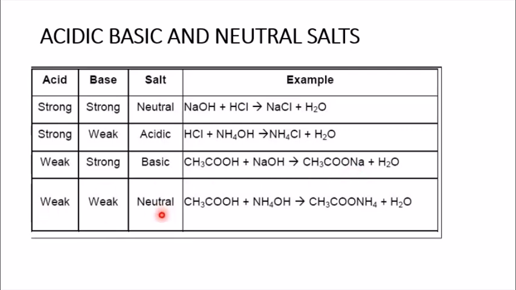Next, a neutral salt can also be formed with a weak acid and a weak base. So a neutral salt can be formed with a strong acid and strong base, and also with a weak acid and weak base. So we have a weak acid here, a weak base here, and we get a neutral salt here. And if you see in all of these reactions, as it is neutralization, water is formed in all of the reactions. So in all of the salts, water is formed along with it.